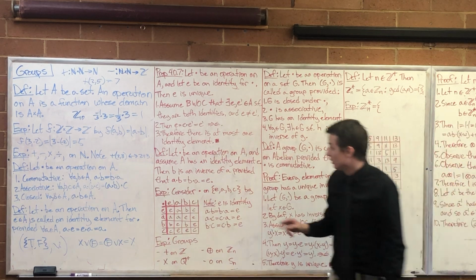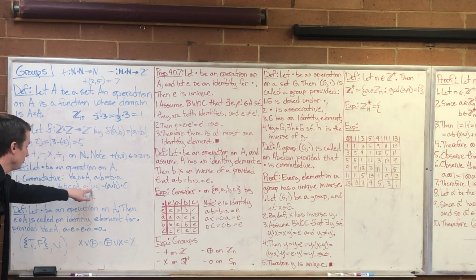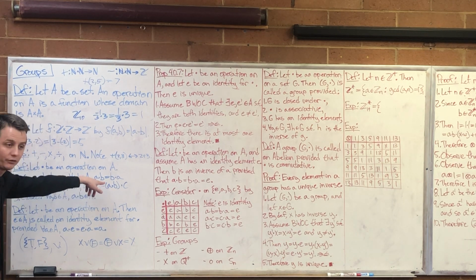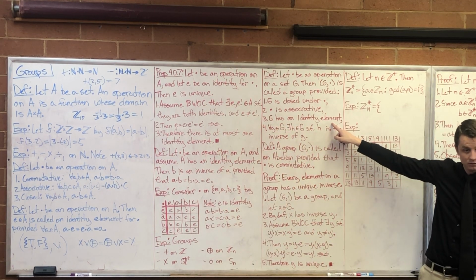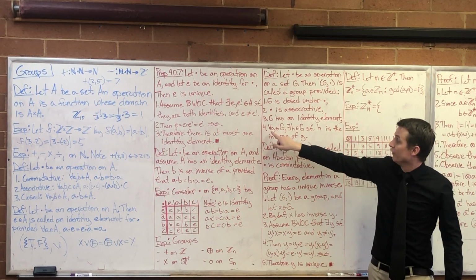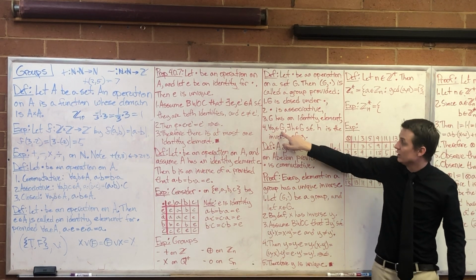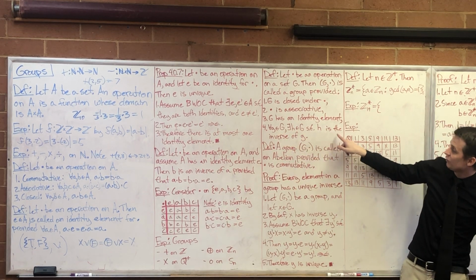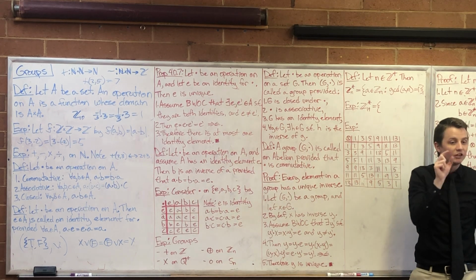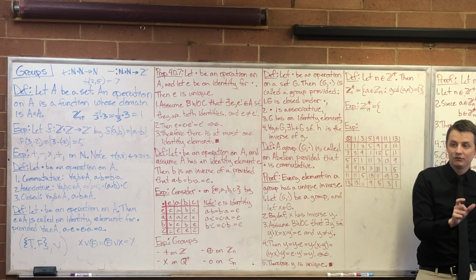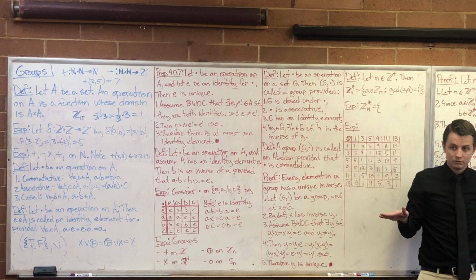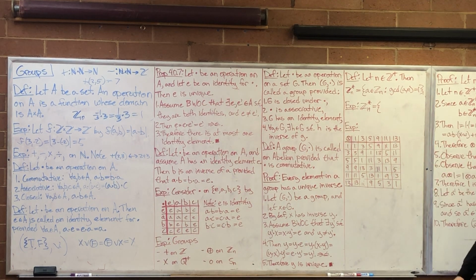Two, it has to be associative. A dot B dot C has to be the same thing as A dot B dot C, regardless of grouping, in order for it to be a group. Three, G has to have an identity element. And finally, four, for every element in G, for every small g in big G, there has to be some h in big G such that h is the inverse of little g. In other words, every element has to have an inverse element in G, otherwise it's not a group.